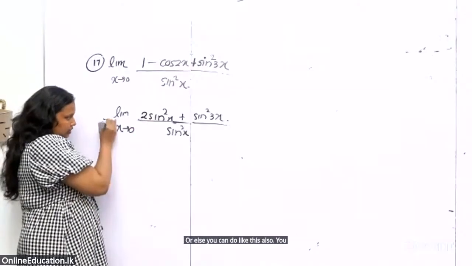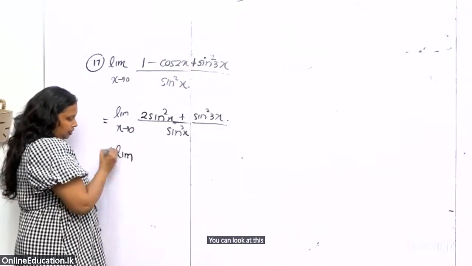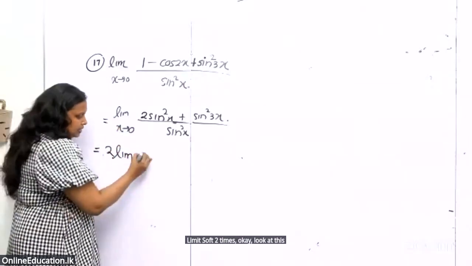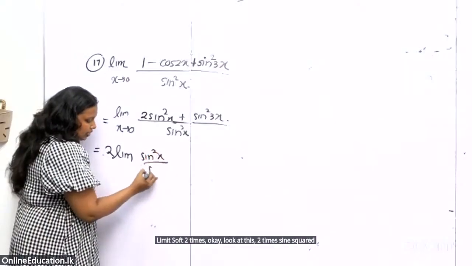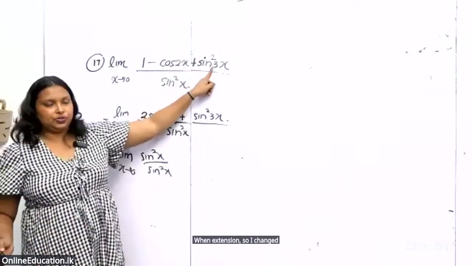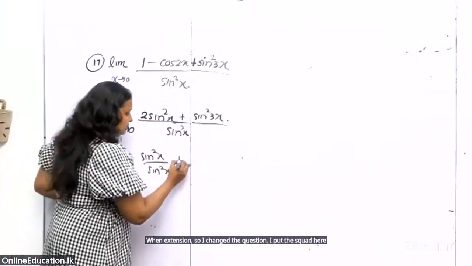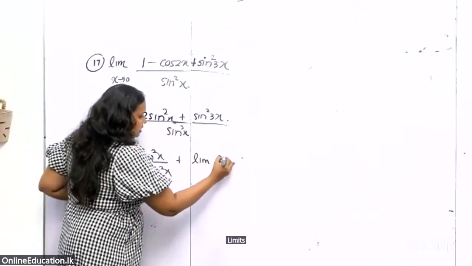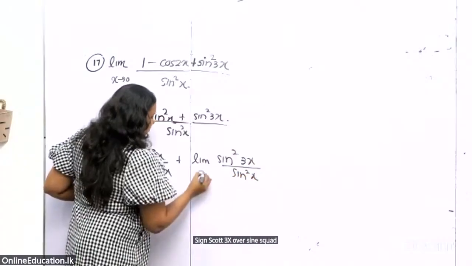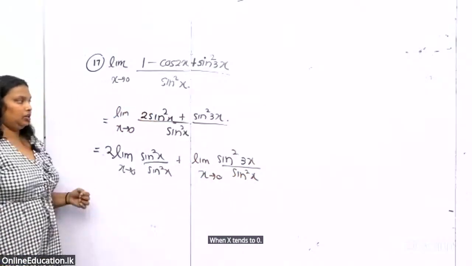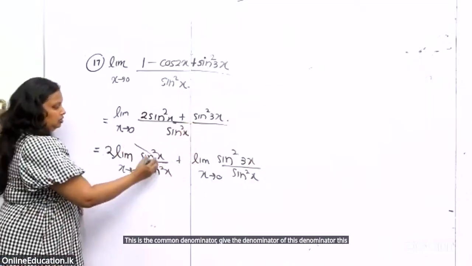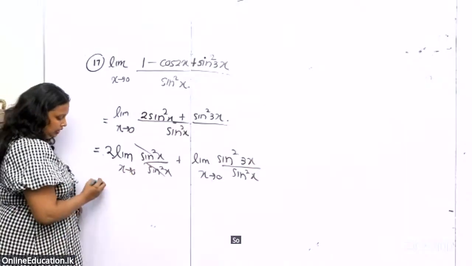Look at this: limit of 2 times sine squared x over sine squared x when x tends to 0. I changed the question, I put the squared here, plus limit of sine squared 3x over sine squared x when x tends to 0. This is the common denominator. So this is 1, therefore the answer will be 2.